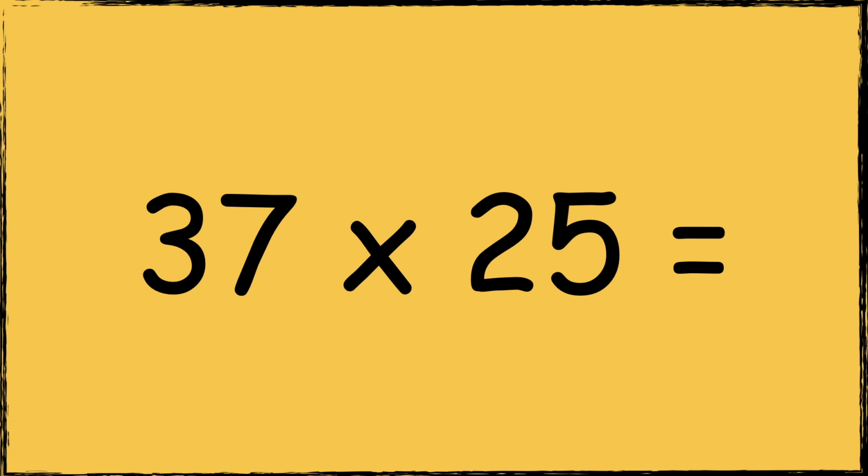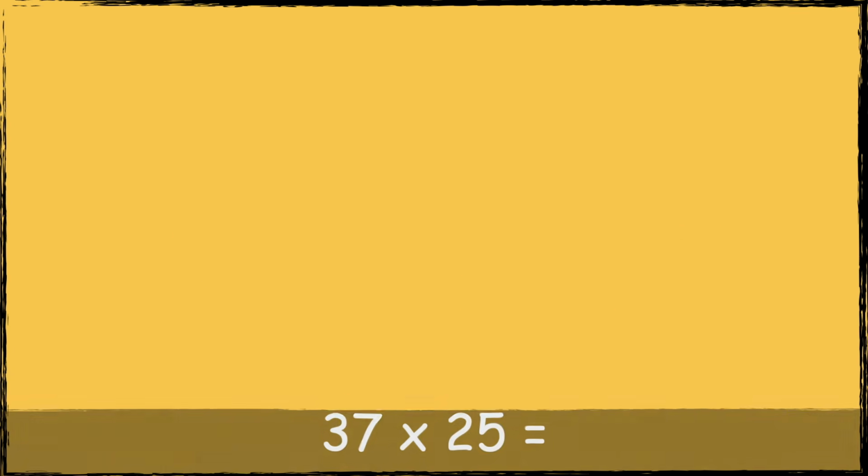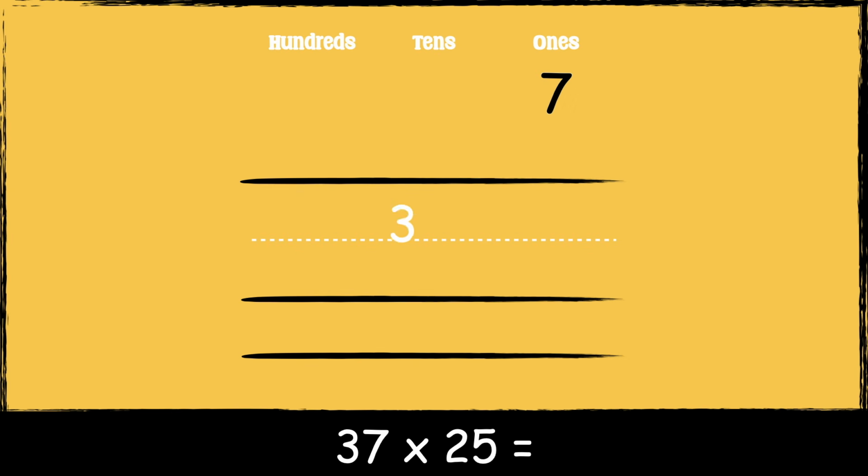Here's the next example. 37 multiplied by 25. First, we need to line the numbers up accurately. The number 37 has 7 ones and 3 tens. The number 25 has 5 ones and 2 tens. So now that we're set up, we're ready to multiply. First, we're going to multiply 5 by 7.